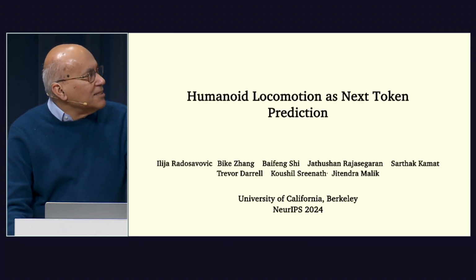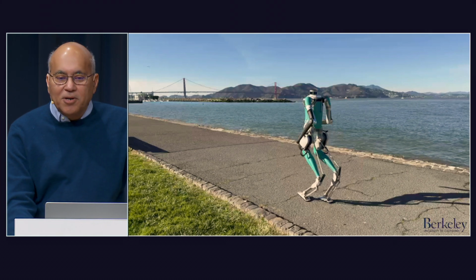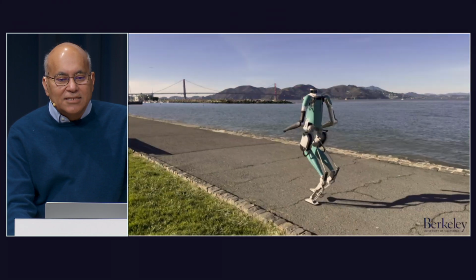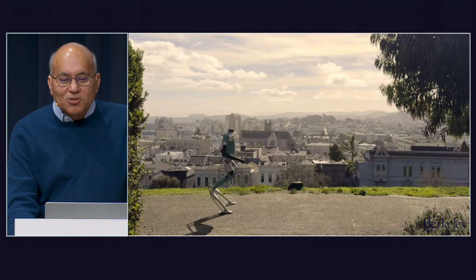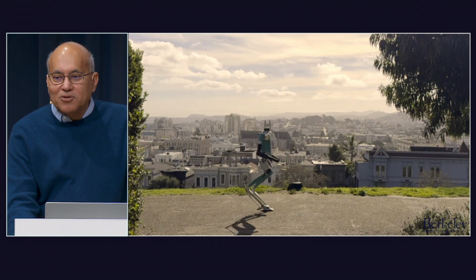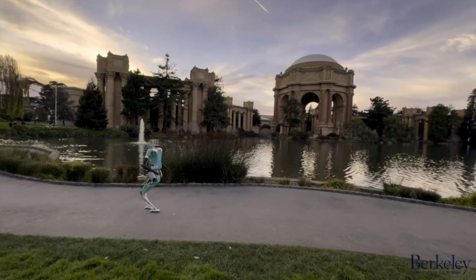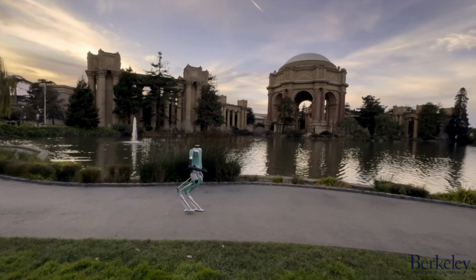So this is a paper which is going to be presented at NeurIPS, and we have previously worked on quadruped locomotion, but these are results on humanoid locomotion. And for those of you who have been in the Bay Area, you should recognize all of these as various sites around San Francisco.